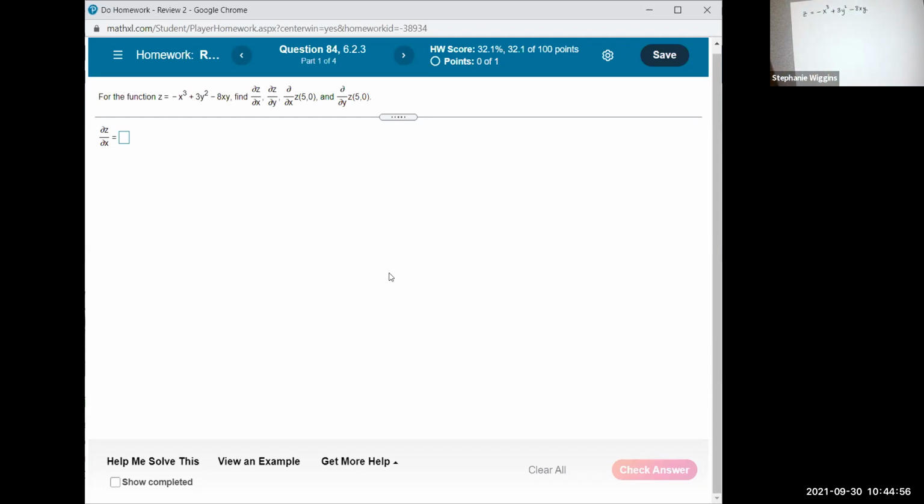And we were asked to find the partial derivatives dz/dx and dz/dy, and then evaluate those at the point (5, 0). I may have already done this problem actually. But anyway, for dz/dx, the way I recommend you do these is, if you want, bring a red pencil with you to the test.